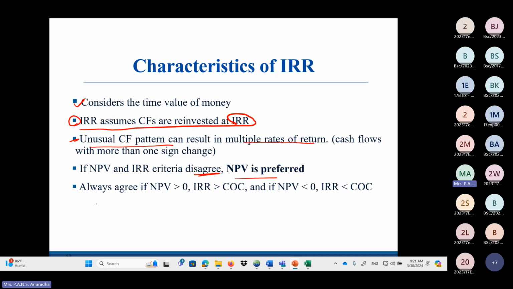For the conventional type project, if NPV is greater than 0, IRR is greater than the cost of capital. If NPV is less than 0, IRR is less than the cost of capital. When the NPV is positive, IRR is greater than the cost of capital. When the NPV is negative, IRR is less than the cost of capital. This you can observe for the conventional type project.